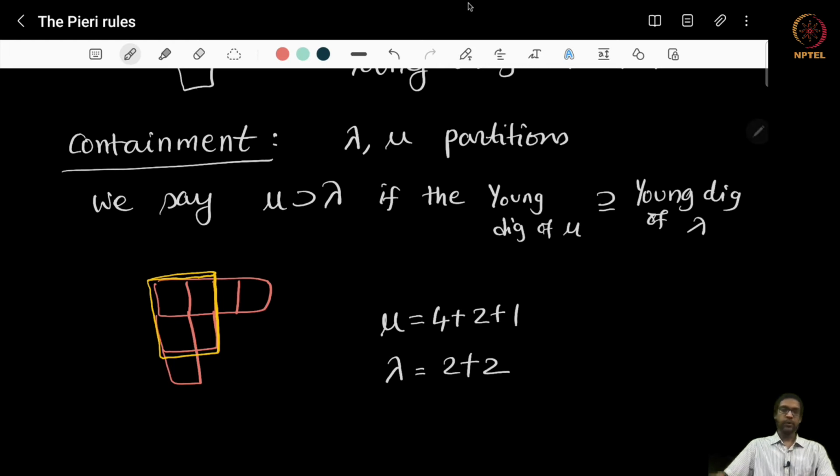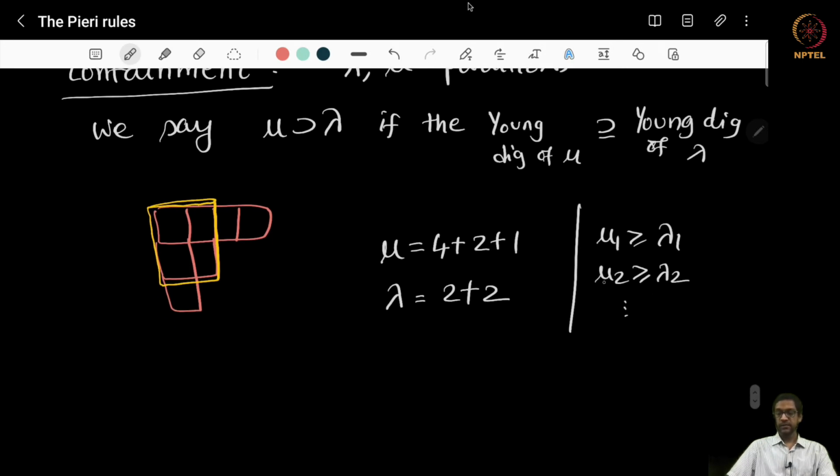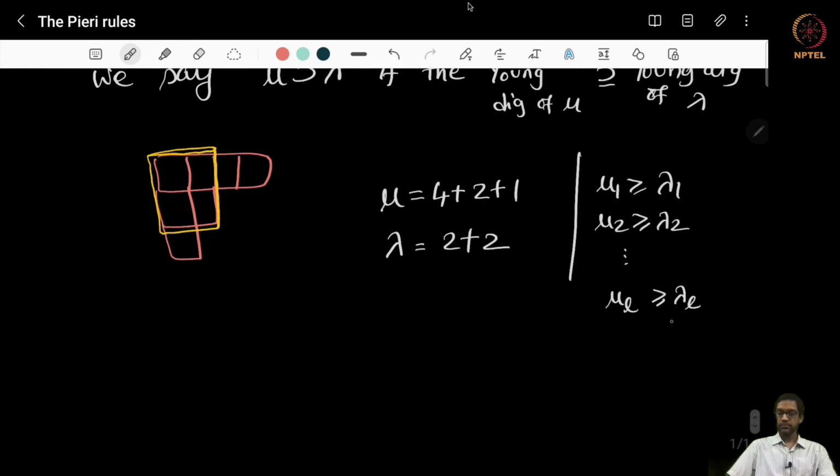Now, what does this really mean? In general, if you write out mu 1, mu 2, and so on, this just says that mu 1 should be at least lambda 1, mu 2 should be at least lambda 2, and so on. It also says that the number of parts of mu should be more than the number of parts of lambda. When you keep going like this, at some point you will run out of lambdas before you run out of mu's. So this is the condition: the length of mu is at least the length of lambda. It's intuitive what is meant by the containment relation.